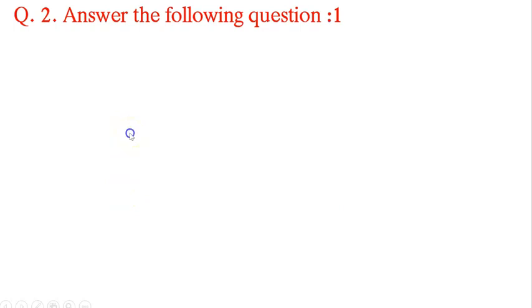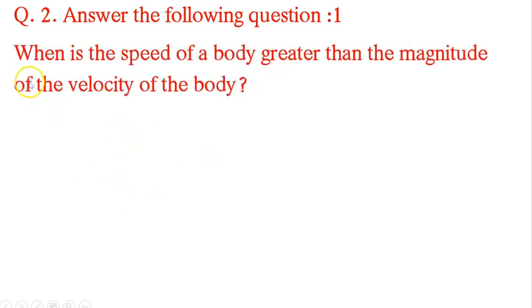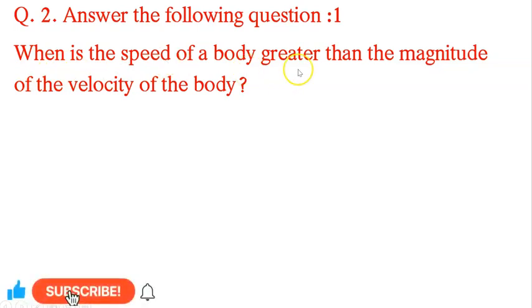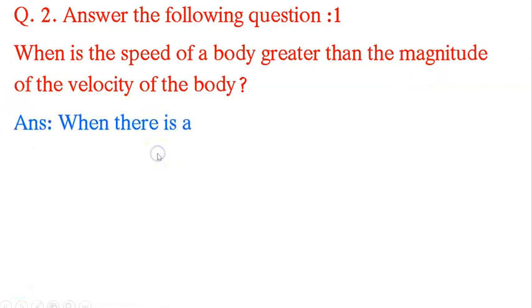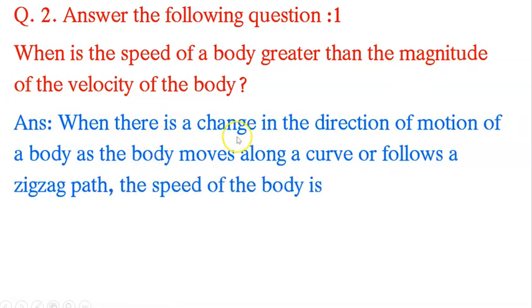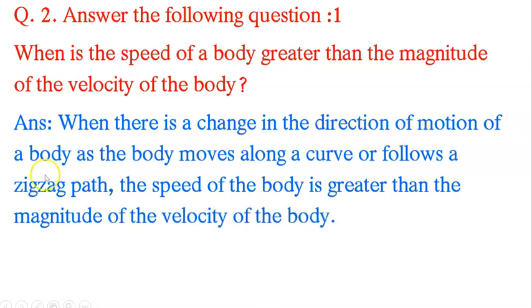Okay, now the next question. Answer the following question, 1 mark. When is the speed of a body greater than the magnitude of the velocity of the body? When there is a change in the direction of motion of a body as the body moves along a curve or follows a zigzag path, then the speed of the body is greater than the magnitude of the velocity of the body.